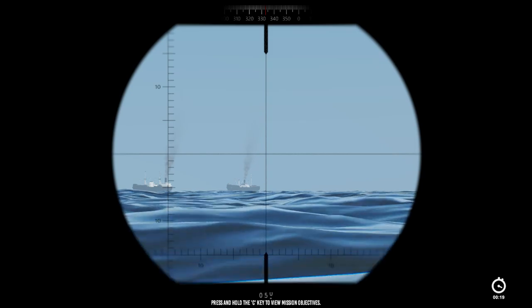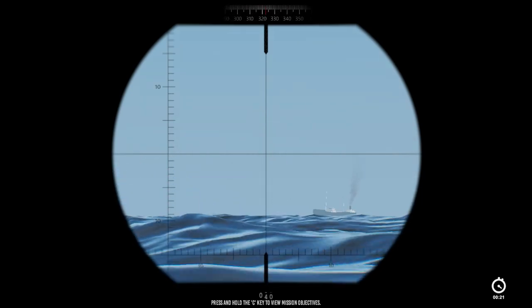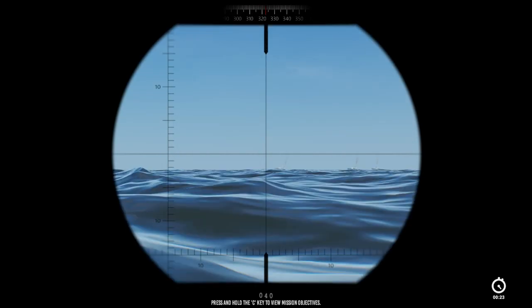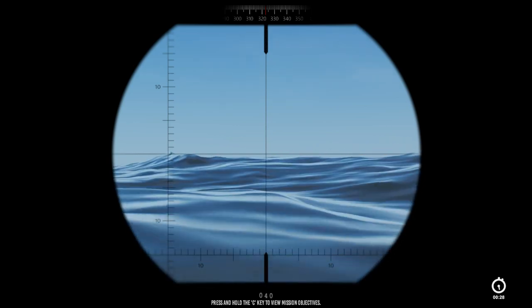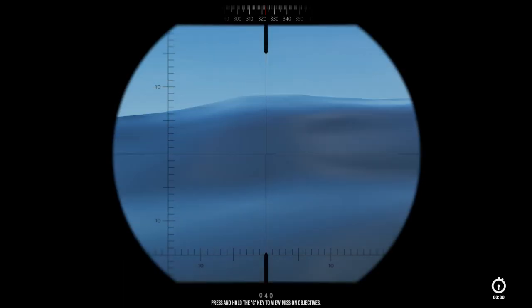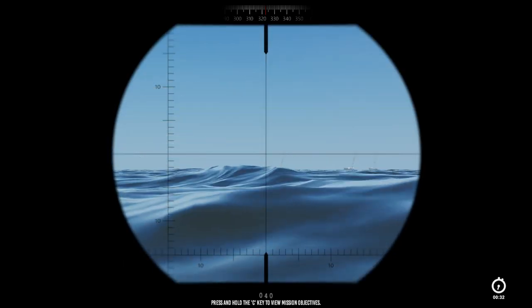So at 333, at 323, that's 10 degrees. I am going to stop the time, and we're going to do a calculation to figure out what the range is at that point, and then determine whether we need to turn in or not.